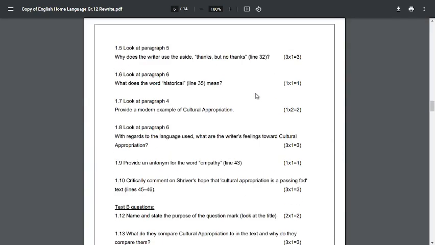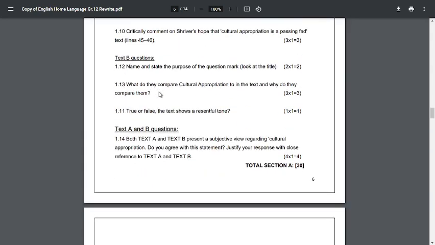Otherwise, it's just a comprehension. And remember very much, when you're writing comprehensions, you need to look at the mark allocation, see how many marks there are available, and that will determine the length of your answer. So here we have a 1 mark answer. What does the word historical mean? So that's not going to be very long, perhaps 1 sentence long at maximum. And then we have here a 4 mark question, which means it's going to be a long form answer. You can see even from the question.